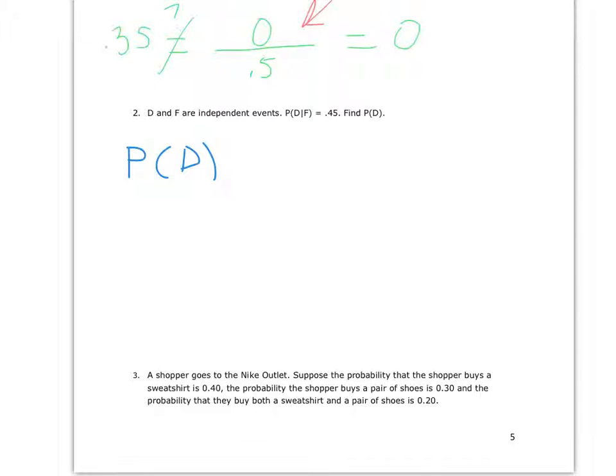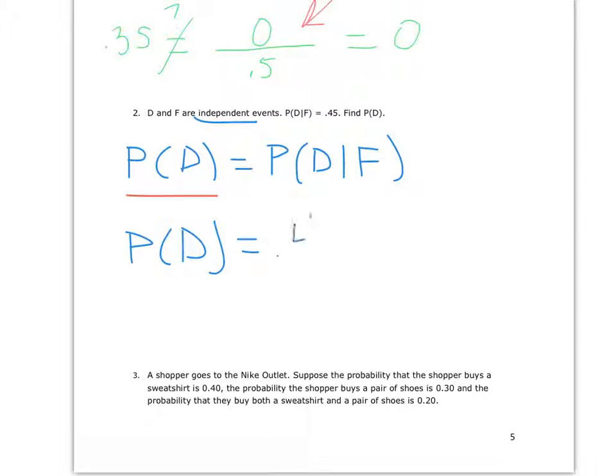So if we have independent events, then the probability of D stays the same whether F happens or not. So this one right here is D happening regardless of F happening or not. And D given F means that F has occurred. Okay, so because they are independent, we have this equality. So that means that the probability of D equals 0.45.